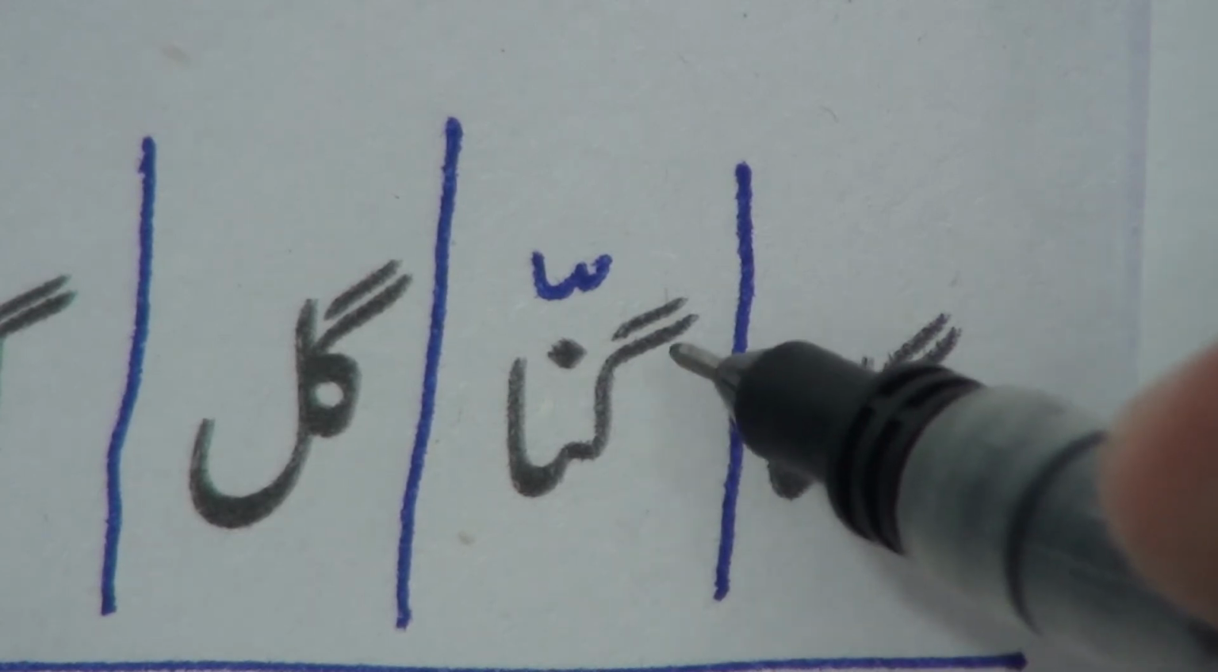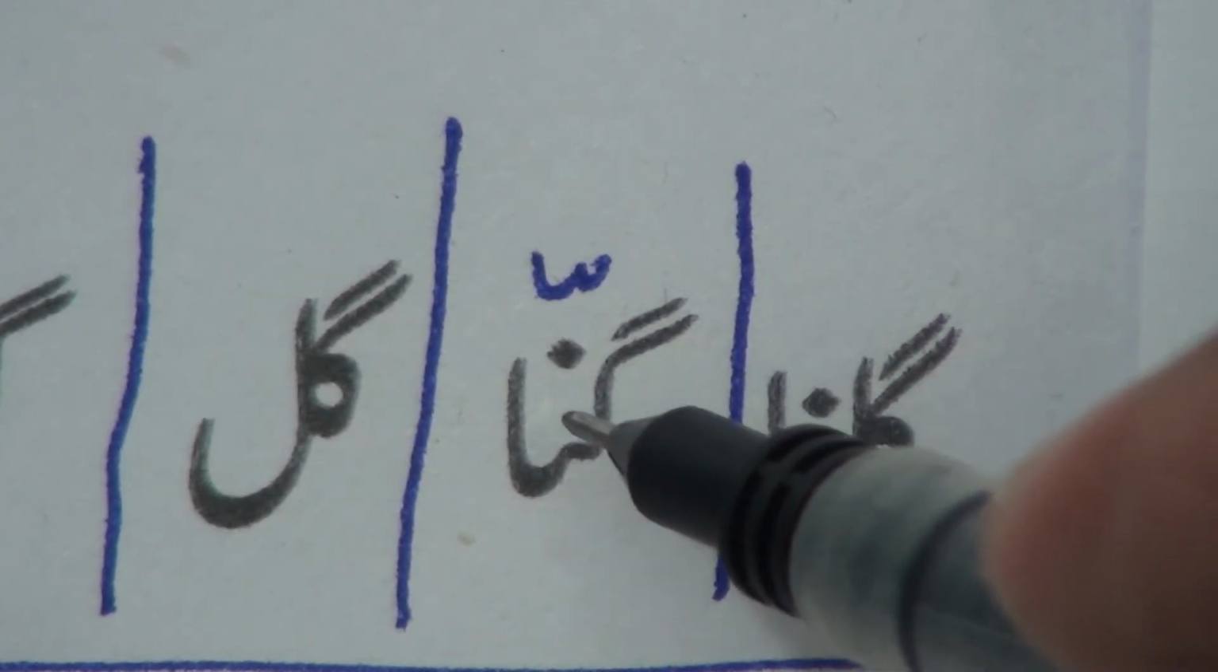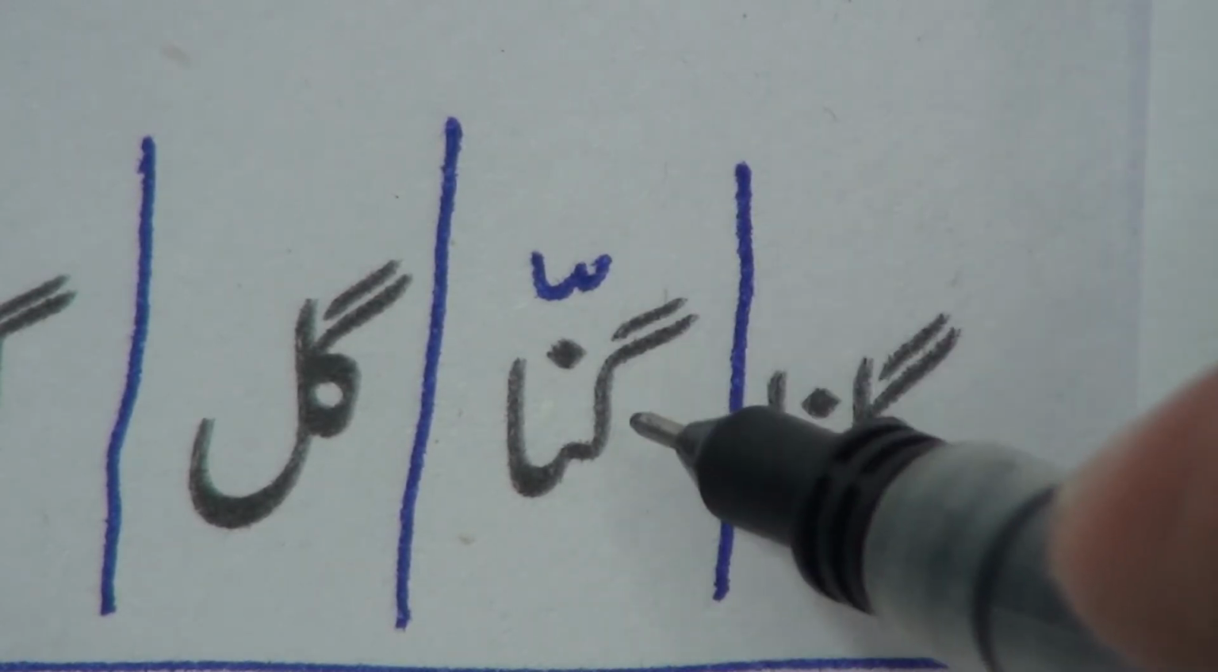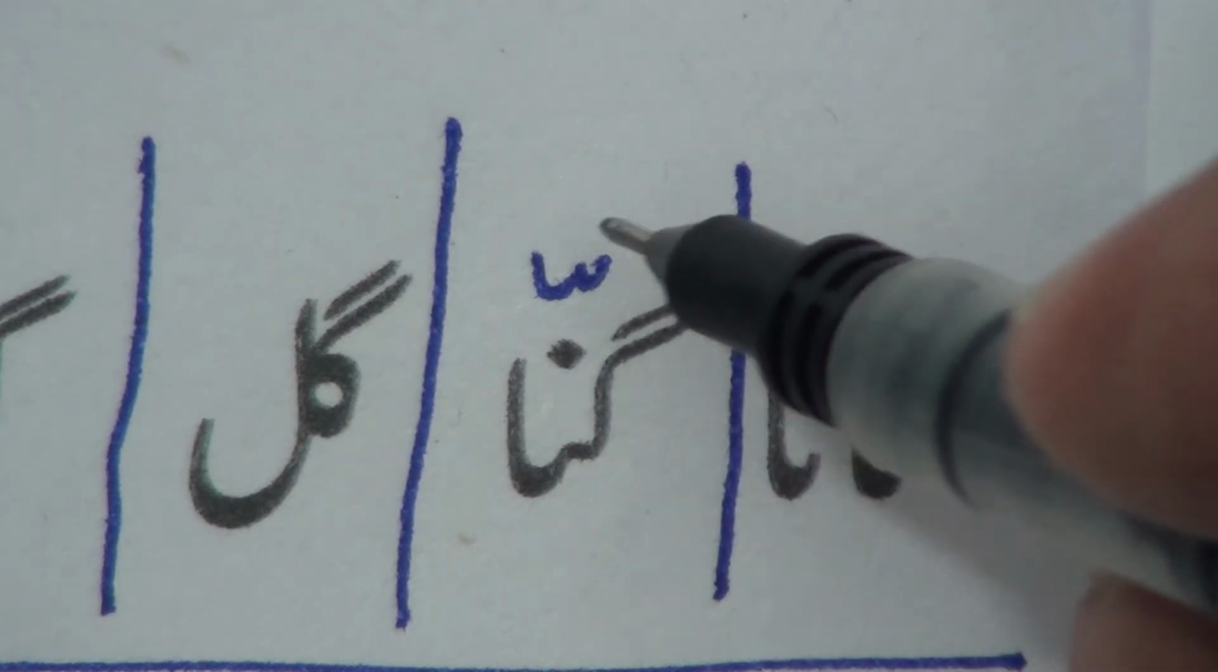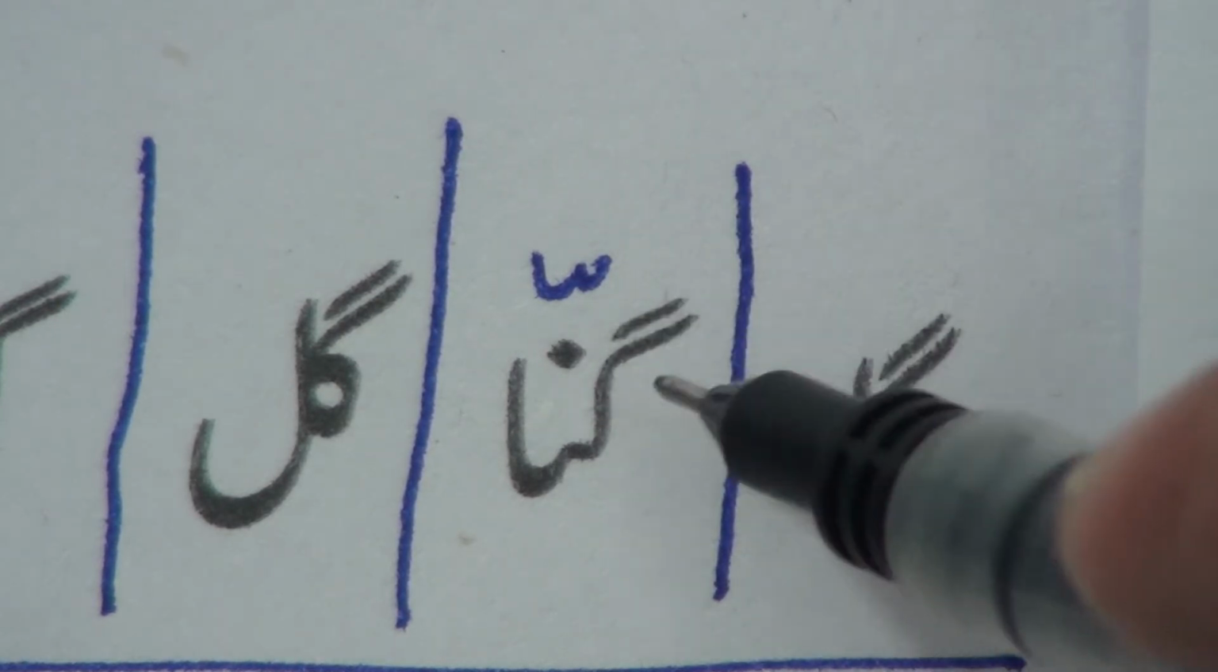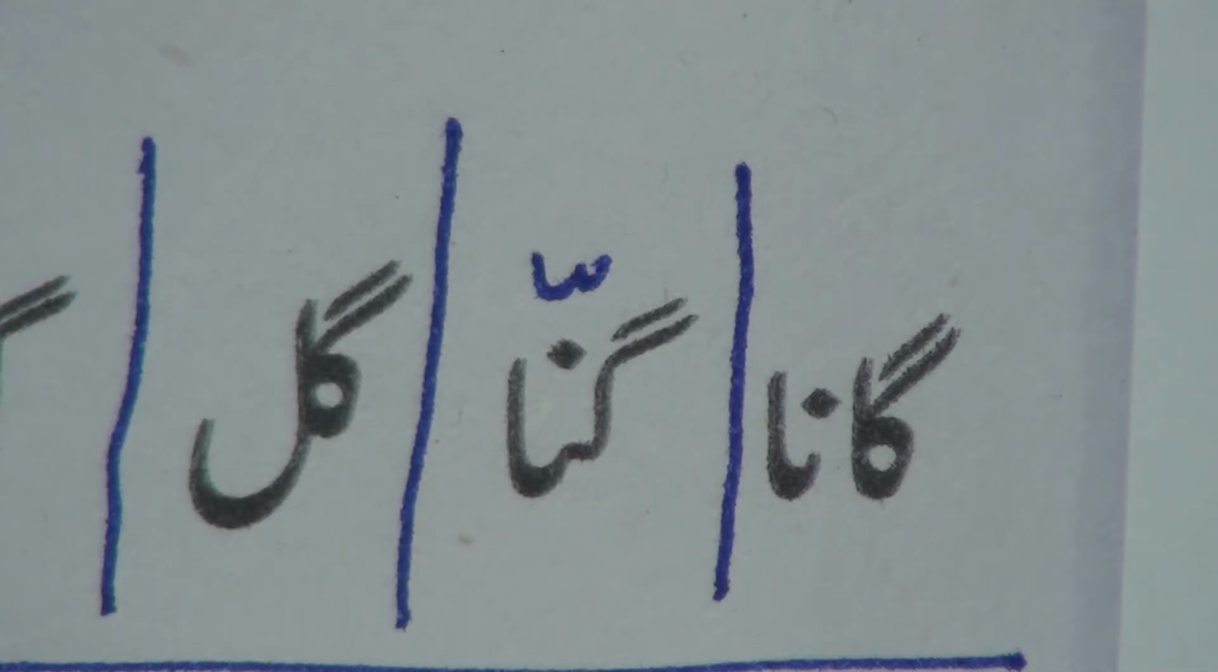And this word is ganna. Gaf, noon and alif, ganna. It is gana, but there is tashdeed over noon, so the sound of noon is doubled. Ganna means sugarcane.